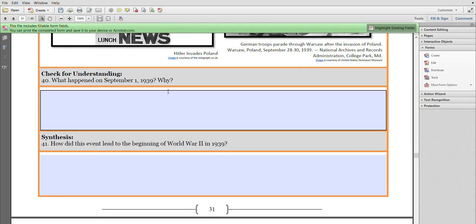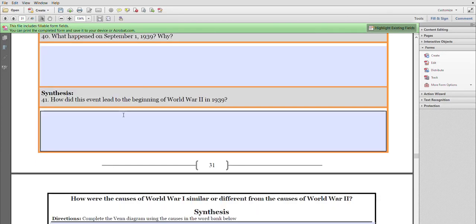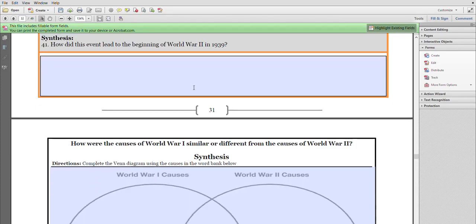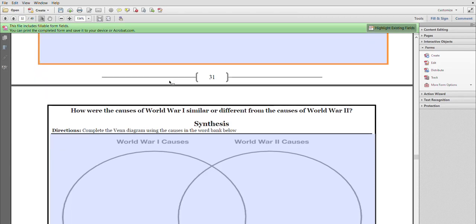Check for understanding. Question 40. What happened on September 1st in 1939, and why did it happen? Synthesis. How did this event lead to the beginning of World War II in 1939? Consider Poland's agreement with two other countries that were named earlier, guys. Give you that hint, okay?